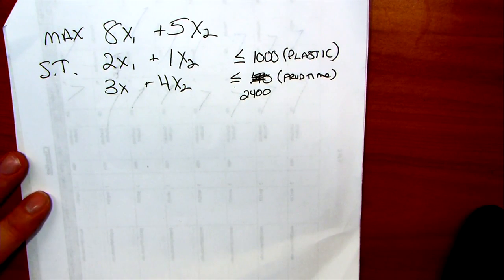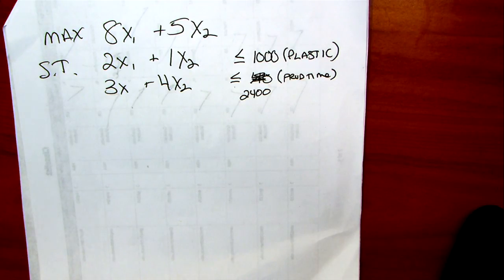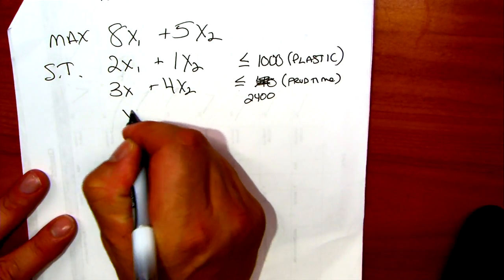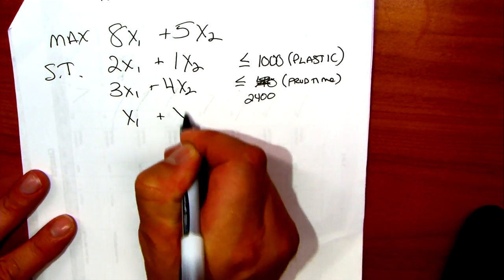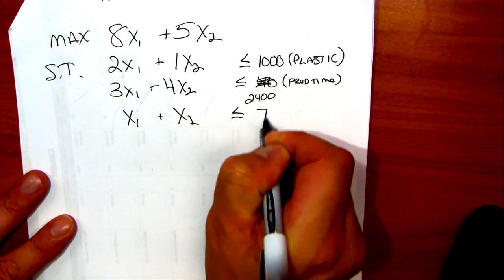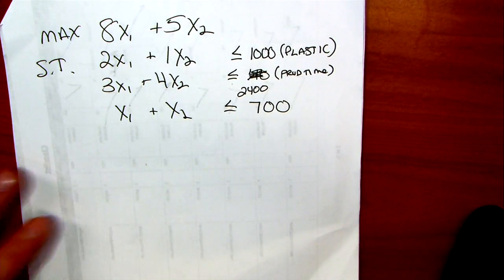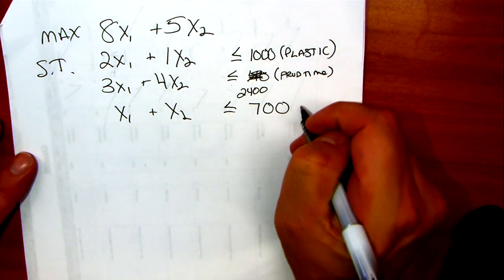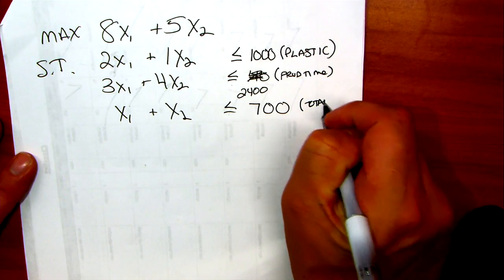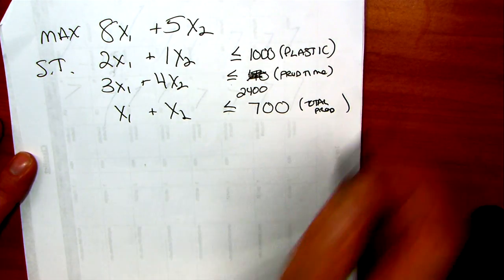So the one that says we can't produce more than 700 dozens, that one's pretty easy, right? We can pretty easily say x1 plus x2 is less than or equal to 700. That's the total production has to be less than or equal to 700.